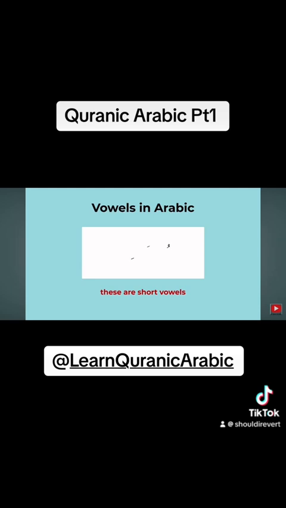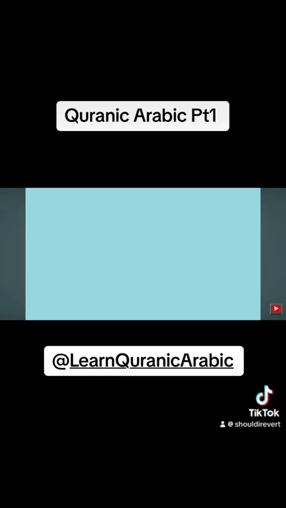So if I write like this, what will you say? Bu, short, bu. If I write like this, what will you say? Ba, short vowel. And if I say this, then it is bi, short.